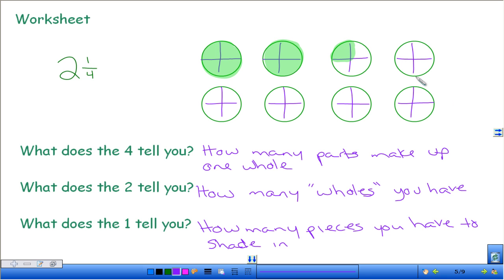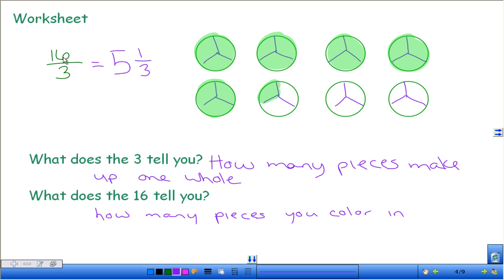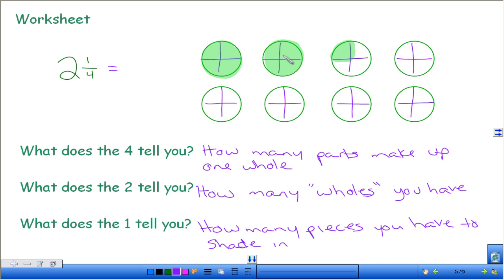Yeah. So now to change this to an improper fraction, what does our numerator tell us? How many what? Let's look back at this example. What did this 16 tell us? How many what? How many pieces we need to shade in? So how many pieces did we shade in up here? Well, 1, 2, 3, 4, 5, 6, 7, 8, 9. So 9 is our numerator. And then what's our denominator tell us again? How many what? Parts. How many parts make up one whole? Well, how many parts make up one whole? 4. 9/4.